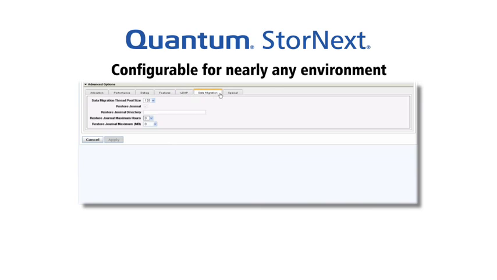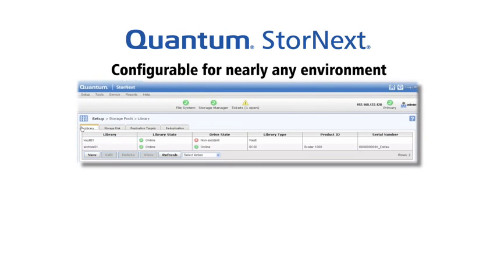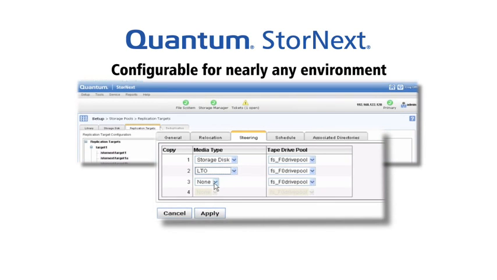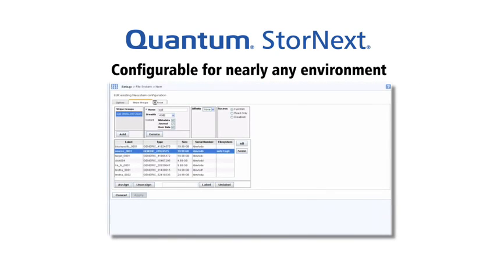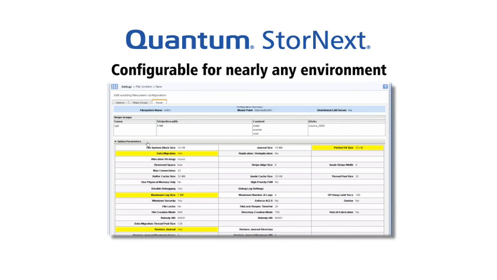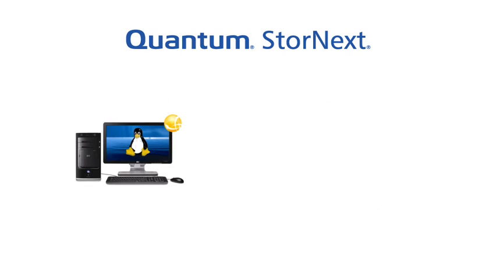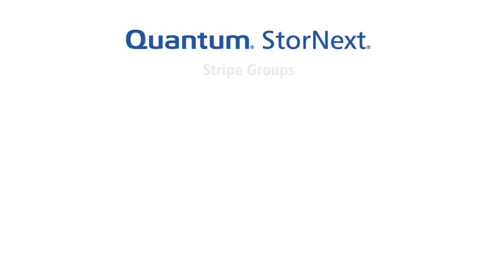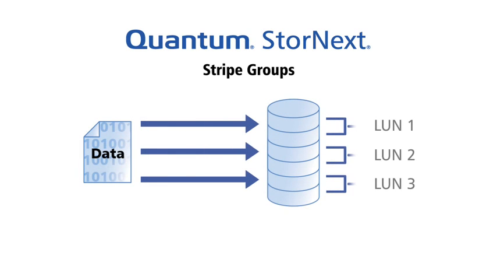Variables such as number of users accessing the storage pool, file sizes, access patterns, and other variables all have an impact on performance. StorNext is flexible enough to manage those variables effectively for each file system installed. StorNext's file system utilizes stripe groups to logically spread data across LUNs to increase performance and reduce fragmentation.